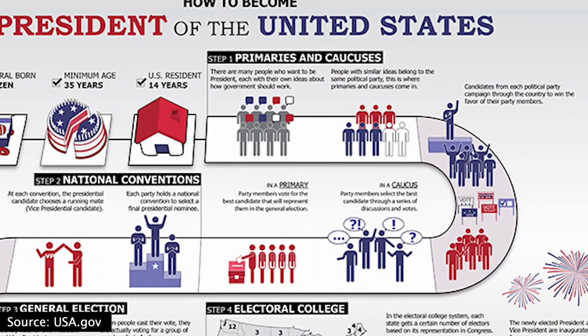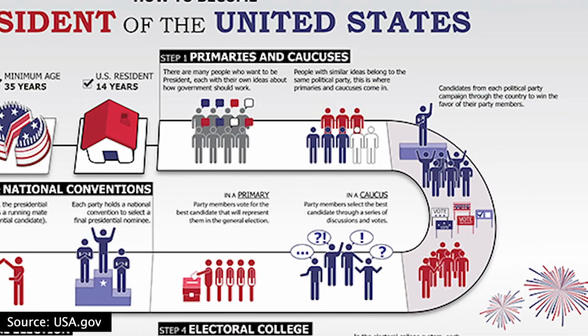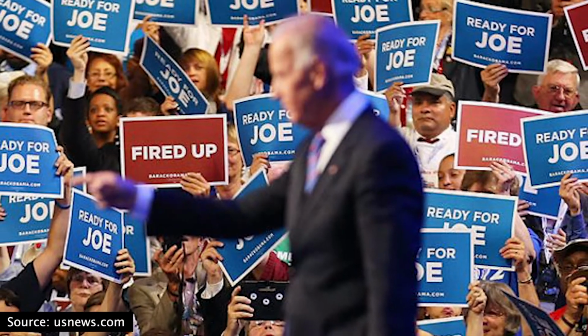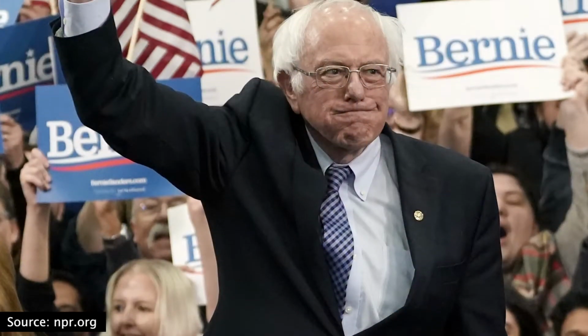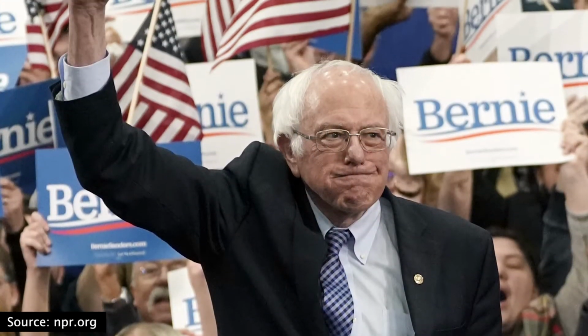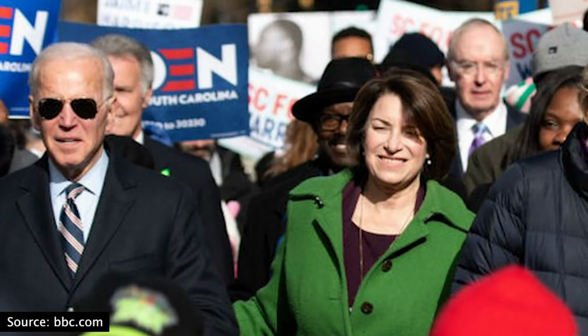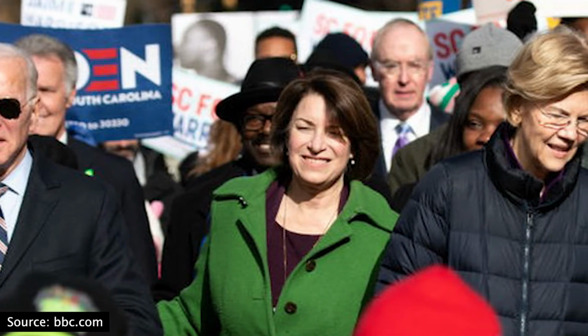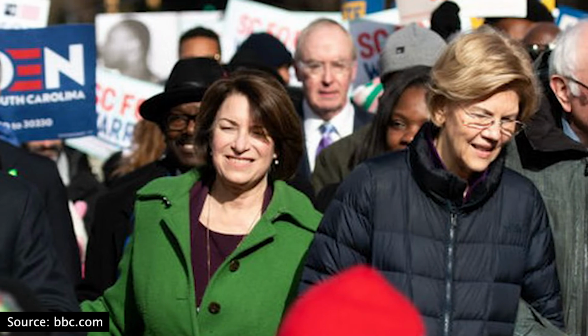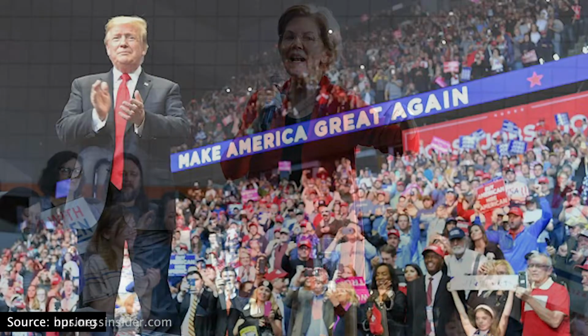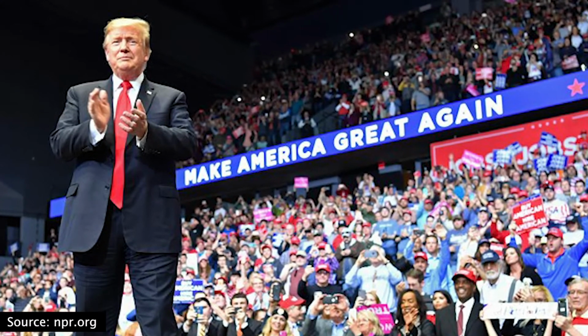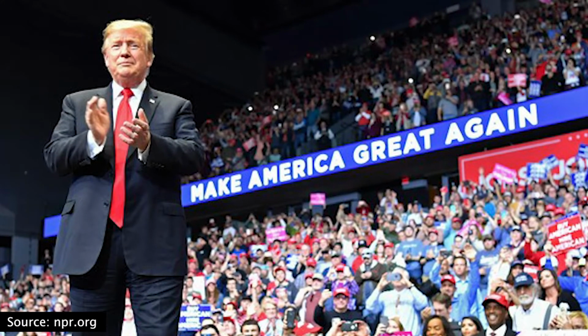Step 1 in the election process is primaries and caucuses. At this point, there are numerous individuals who are vying for the presidential seat, each individual holding their own ideas and opinions on how the government should work. Those individuals with similar ideas usually belong to the same political party, and this is the exact point where primaries and caucuses come into play. As they aim to receive the favor of their party members, these individuals will campaign around the country and compete against each other for their party's nomination.